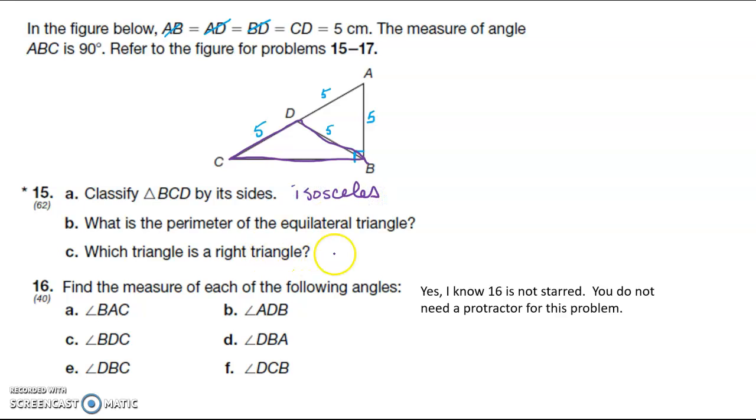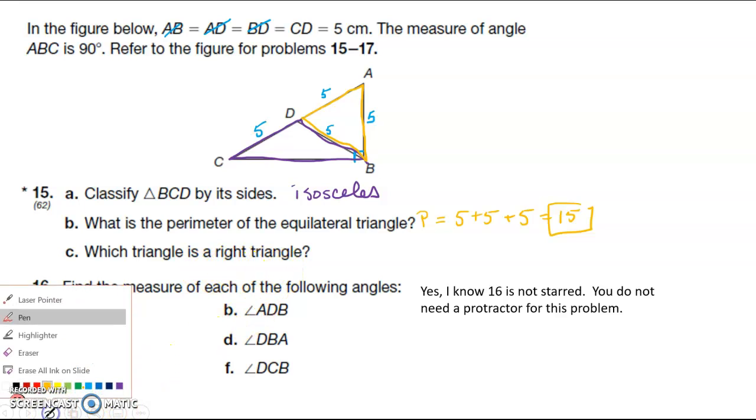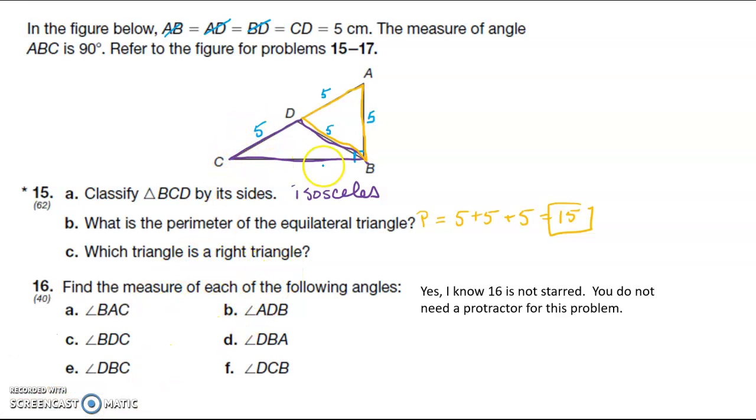What is the perimeter of the equilateral triangle? My equilateral triangle is this one, and each side is 5, so my perimeter is 5 plus 5 plus 5, which is 15. Which triangle is a right angle? The triangle that's a right angle is going to be BCA, or ABC. So you could do triangle ABC.